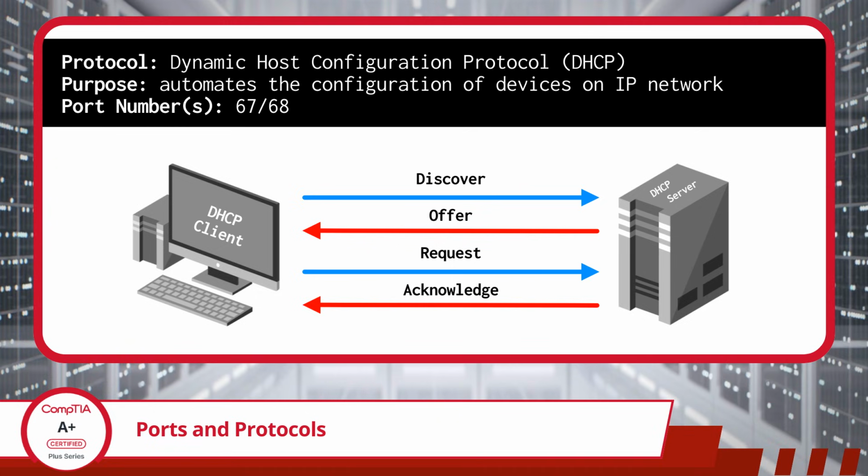Initially, a client device seeking network access sends a discover message on port 68, signaling its need for an IP address. A DHCP server, listening on port 67, responds with an offer message, proposing an available IP address and other configuration details. The client device then sends back a request message, essentially accepting the offered settings. Finally, the DHCP server completes the process by sending an acknowledge message, confirming the IP address and network settings assignment.